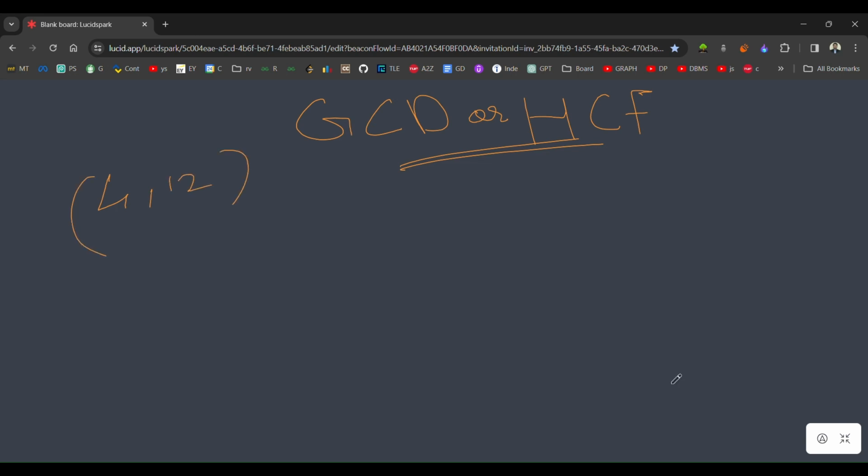So see, what I'm going to do is check from I till, let's say, let's not take the minimum, let's take the other value. Let's take 12. I'm going to iterate from I equals 1 till 12, and I'm going to check whether I can divide 4 completely and I can divide 12 completely, right?